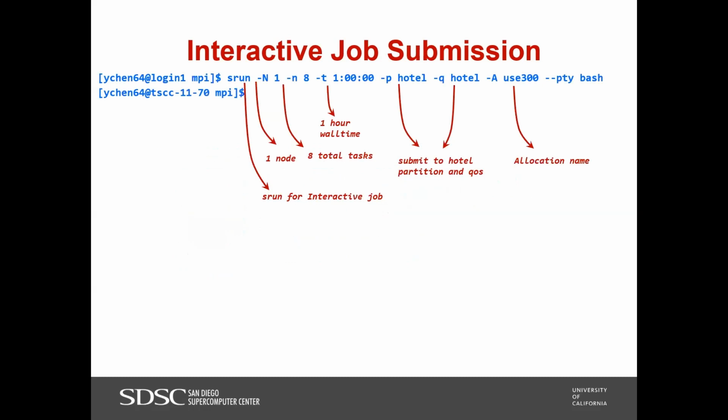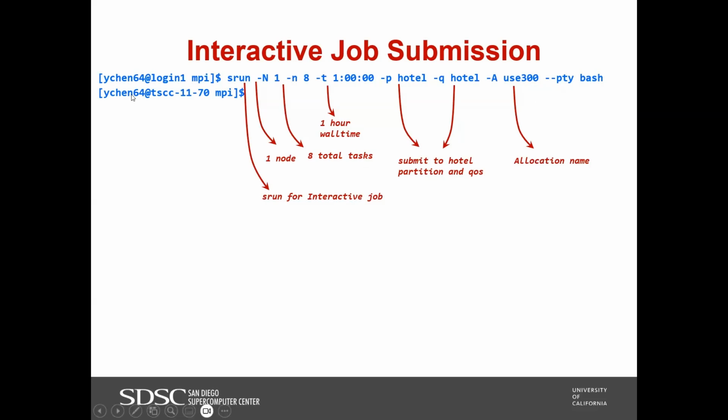Okay, so here is how it looks during the real command submission in the terminal. You use SLURM to submit an interactive job, specify 1 node and 8 total tasks, and then 1 hour work time, and tell SLURM you want to submit to the hotel partition and QoS, and specify your allocation name. And the last part will be which command to run when the job starts.